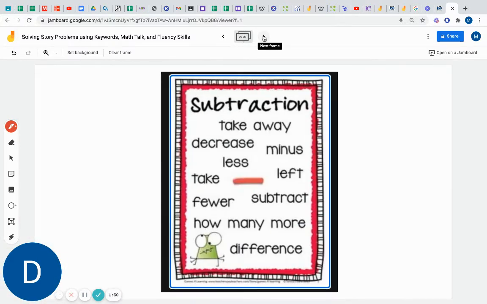Let's try another one. Now, if you're looking at a story problem and it tells you to take away, minus, how much is left, or comes out and says subtract, how many more of one thing than the other, what the difference is, take something away, what's fewer, if it tells you to decrease something or it's less than, you know that you're going to be subtracting those facts.